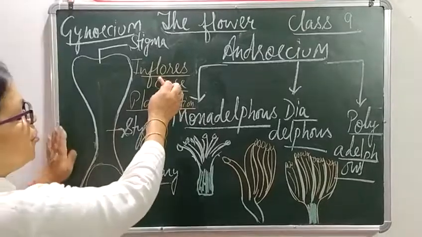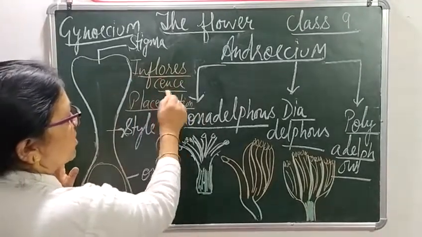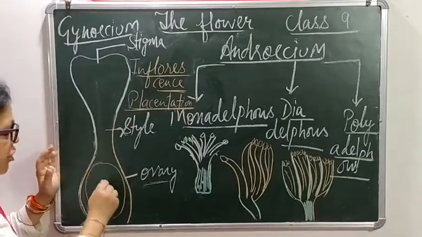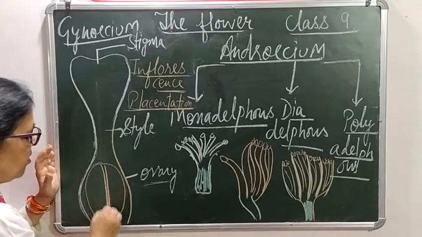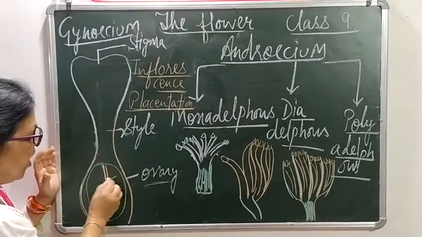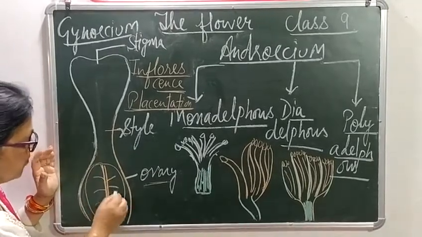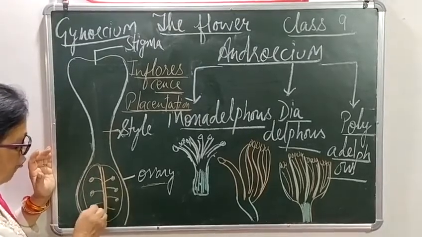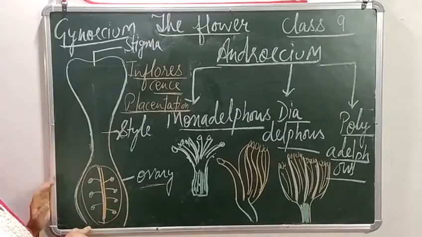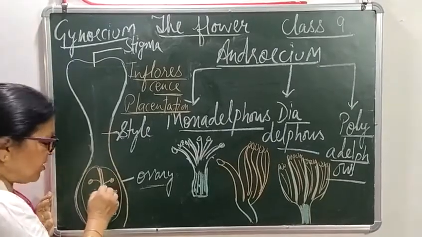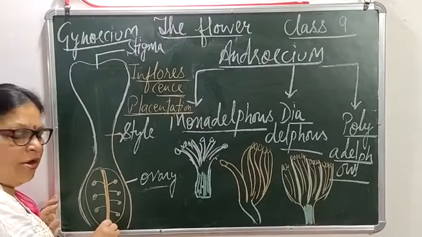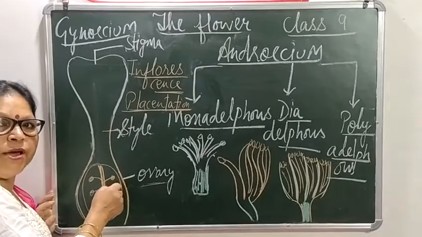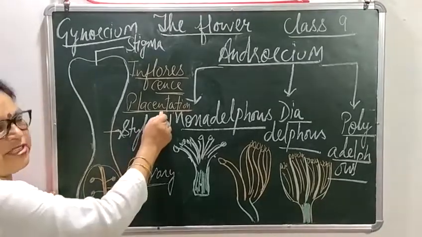Now, the last portion of chapter is inflorescence and placentation. Now, what is this placentation? Actually, there is placenta. This placenta will have many ovules. So, the manner in which these ovules are attached to this placenta, the thick wall by which these ovules are attached, is called placentation.